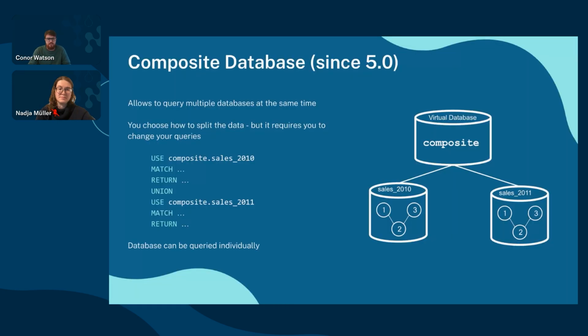So a quick look back at composite. This is a product that allows you to query multiple databases at the same time. You kind of choose how you split your data, but it requires you to know this split and change your queries accordingly. So in this case, we have sales from 2010 and 2011 linked together in a composite database. These databases can be queried individually, or you can use a query like the example here to do some kind of join on these two graphs and introspect on them this way.